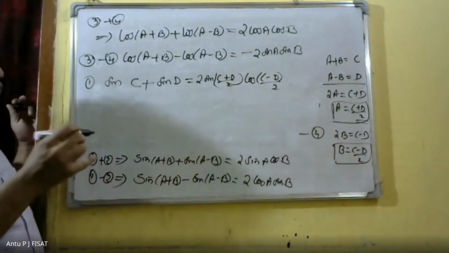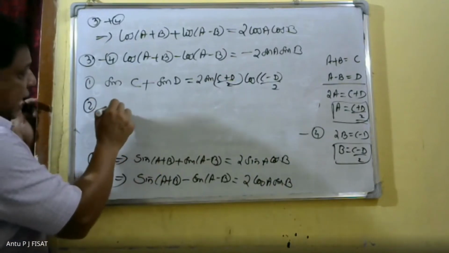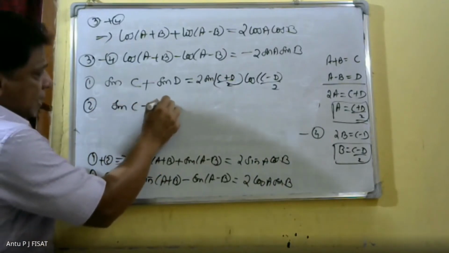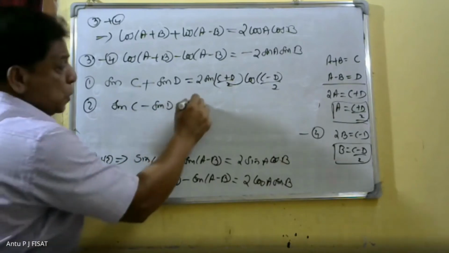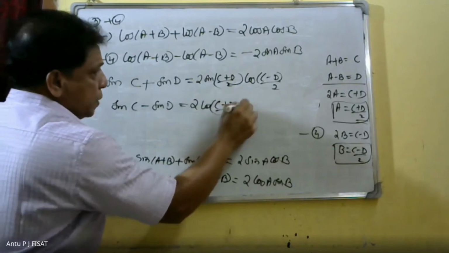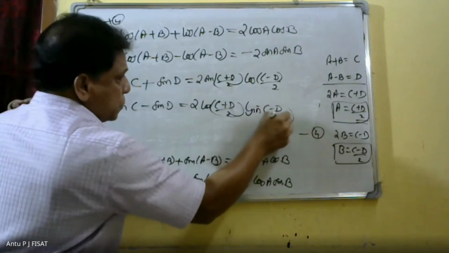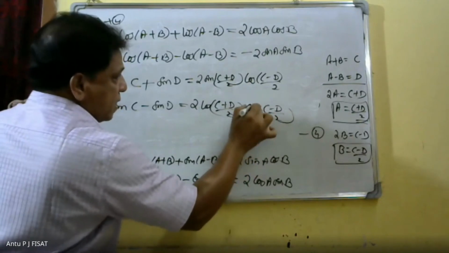We get one more formula. Then here we substitute for sin C minus sin D, which is equal to 2 cos C plus D by 2 into sin C minus D by 2.